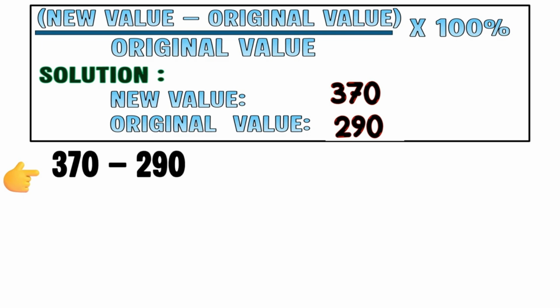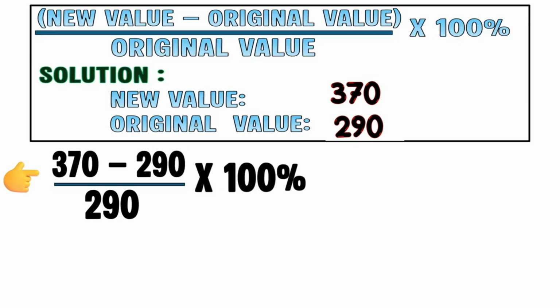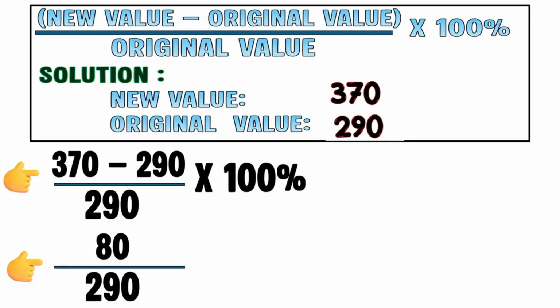Okay, step number 1, subtract the original value from the new value, which is our new value is 370 and original value is 290, divided by the original value, which is 290, times 100%. Now, 370 minus 290 is equal to 80. So, the increase is 80 divided by 290 times 100.